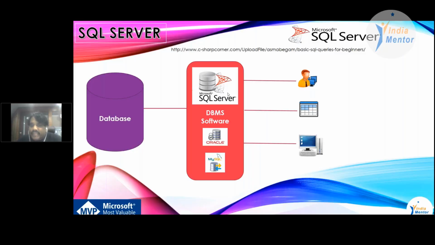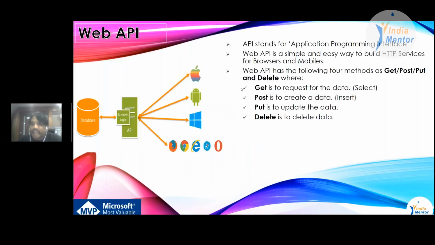And next, in this sample application, we will be using the Web API. API is the application programming interface. It is used to interact with the database and to display the data in browsers, mobiles, or any other places. So it supports Android, Windows, Apple, or any browsers like that. That is the main advantage of the Web API.